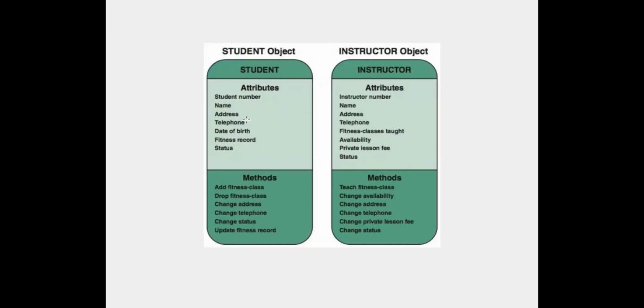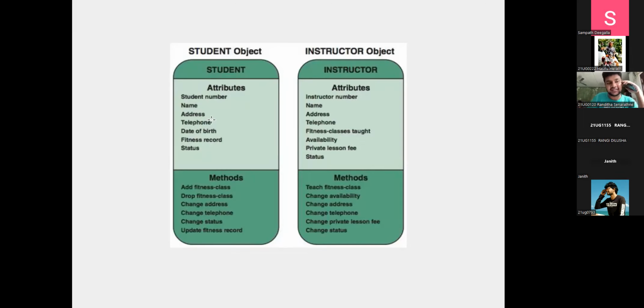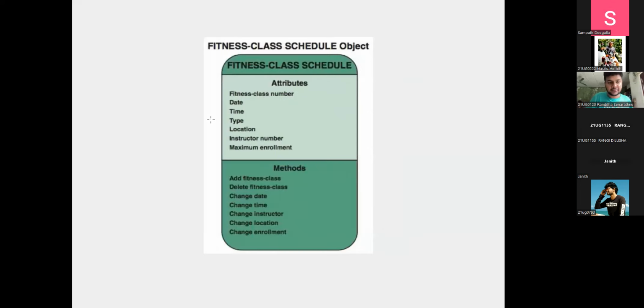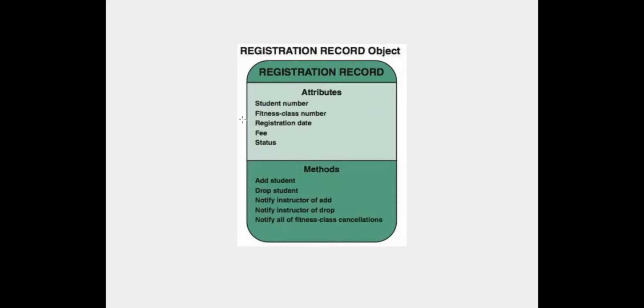So in this example, you see a couple of objects, student and instructor. And then we have a fitness class schedule object, which is what we have in a place like maybe a gym. And then you have some registration record, which is created when you register in a gym. And you can see we have a status as well.